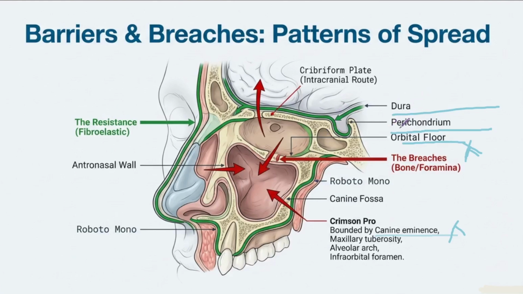Where are the weak spots? Where does it break through? The path of least resistance. The notes identify the canine fossa, that's the front face of your cheekbone, and the orbital floor, the really thin bone right under your eye.